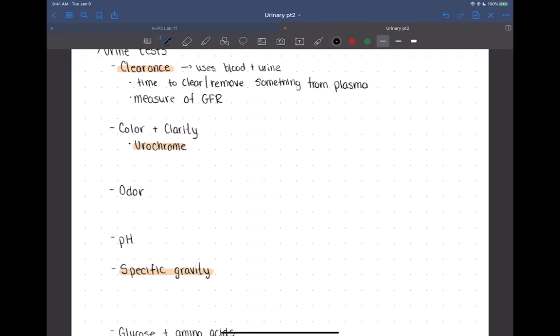And so urine usually has like a yellow color. The intensity of that yellow color would tell you something about hydration, right? How dilute or how concentrated the urine is. The actual pigment in urine comes from a molecule called urochrome.